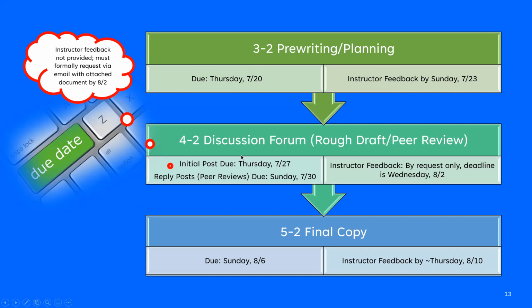During week 4, you need to post your peer review to the discussion board by Thursday. That's July 27th. The actual peer review, the reply posts, are due on Sunday, the 30th. And then Wednesday of week 5, which is August 2nd, that is the last day that you can request feedback from me.